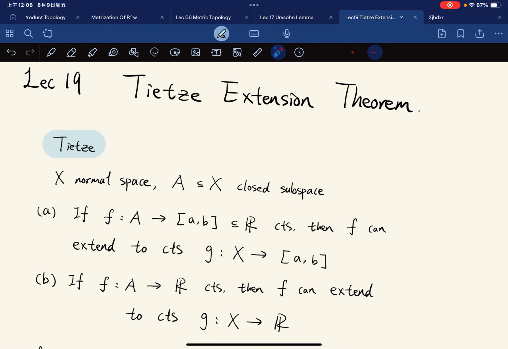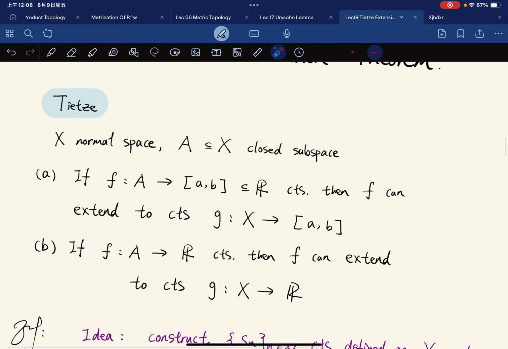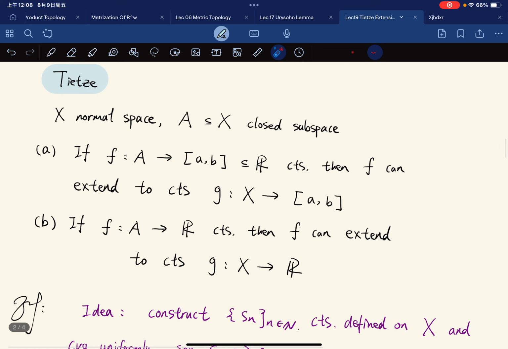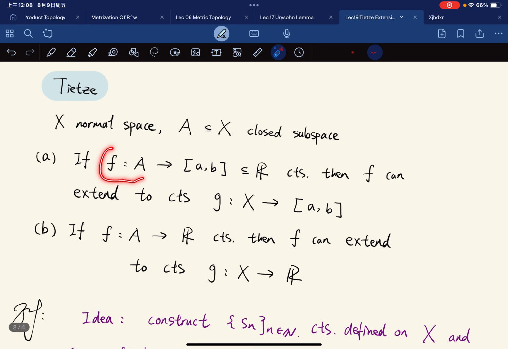Okay, so this lecture is about the Tietze extension theorem. And as simple as the name suggests, it is an extension theorem, and we're going to prove this theorem. So the statement is that for any normal space X and for any closed subspace A of X, for a continuous function F that maps from A to a closed interval [a, b] in R, we can extend to a continuous function G such that its domain is the entire space X, to [a, b].